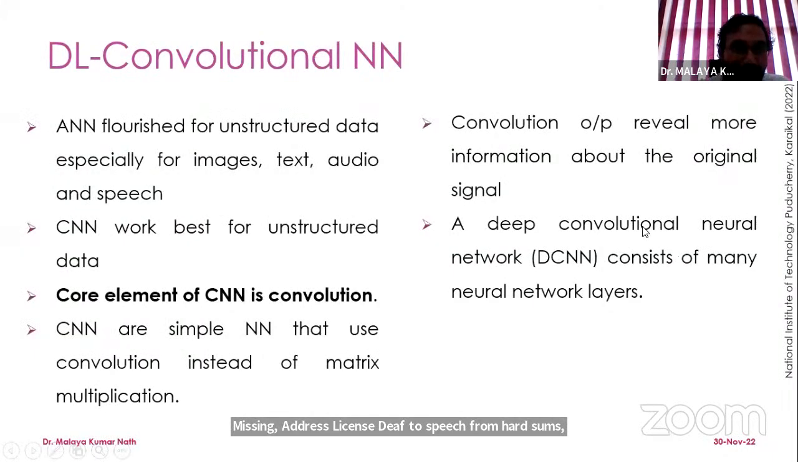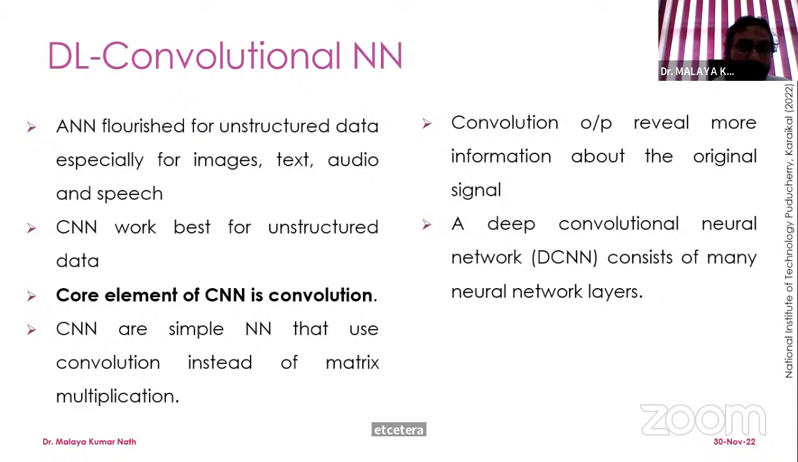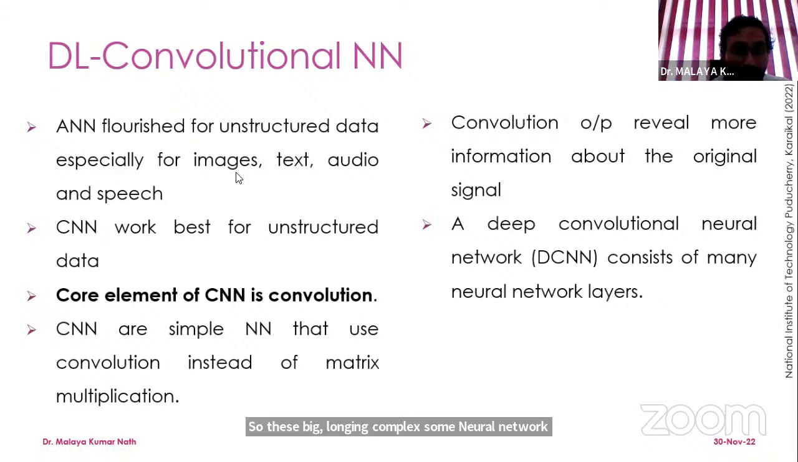So deep learning, the convolutional neural network, uses artificial neural networks that flourish for unstructured data, especially images, text, audio, as well as speech. CNNs work best for unstructured data. The core element of the CNN is the convolution, and CNNs are simple neural networks that use convolution instead of matrix multiplication. The convolution output reveals more information about the original signal.